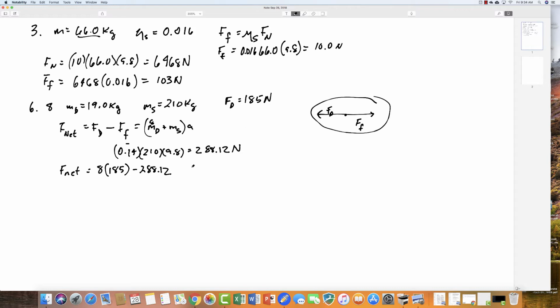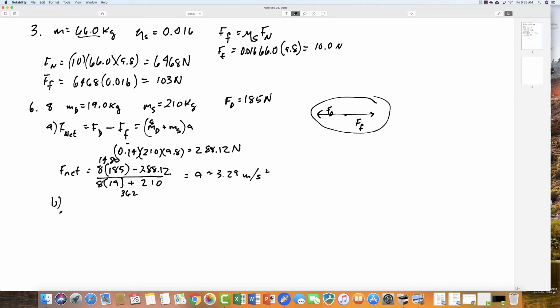And if you want to solve this equation for acceleration, you just divide that by the total mass, which will be 8 times 19 plus 210, and that's going to give you the acceleration. And so if you do the math here, this is 1480, 8 times that, and subtract that and then divide by the total mass, which is 362 kilograms, and you get 3.29 meters per second squared.